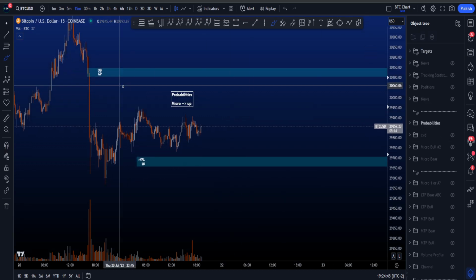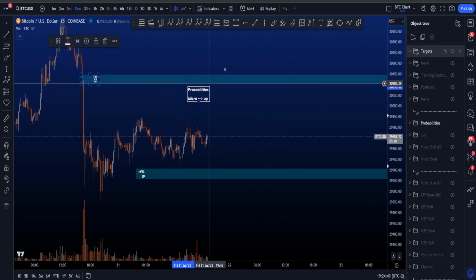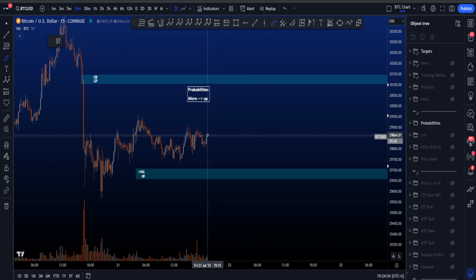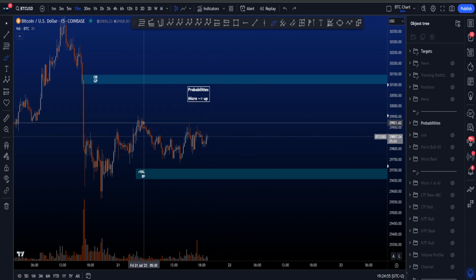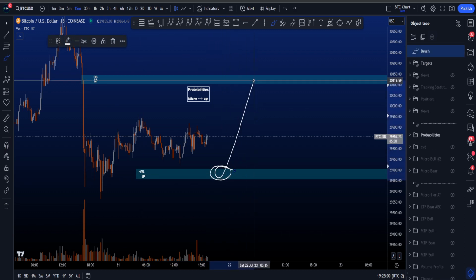So if we look to the probabilities, then currently for me the probabilities seem higher based on CVD and the Elliott Wave count, that we might find a way to the upside, either directly to the upside or potentially in a three-wave structure where we then find support over here and then a move to the upside.